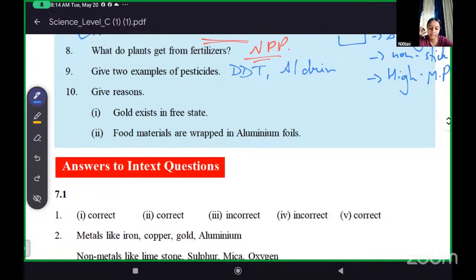The last question is give reason. The last question is give reason why gold exists in free state, and why food materials are wrapped in aluminium foils. Can you tell why gold exists in free state?